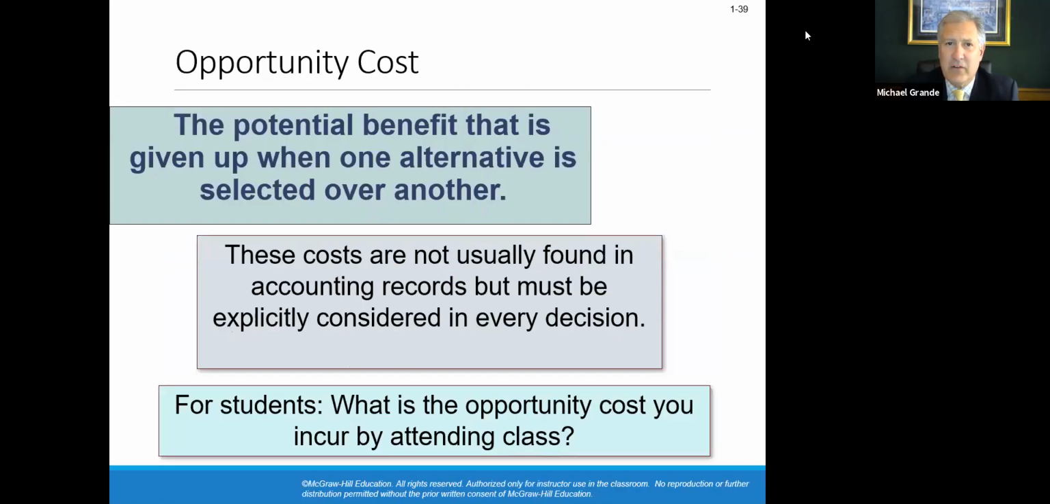What is an opportunity cost? The potential benefit that is given up when one alternative is selected over another. These costs are not usually found in accounting records, but must be explicitly considered in every decision. For students, what is the opportunity cost you incur by attending class? Maybe you could work, right? Had a job. If you're working, you get paid $20 an hour, but you're in class. You're not getting paid. So a lost opportunity is an opportunity cost.